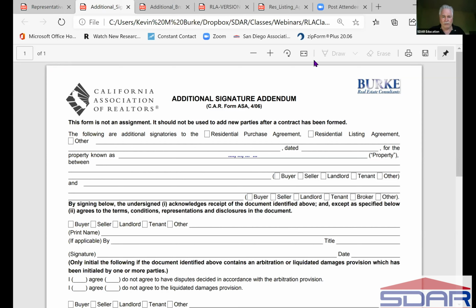Okay, so let's take a look at my additional signature addendum. So again, this form is not an assignment. That's my AOAA, right? It should not be used to add new parties after a contract has been formed.